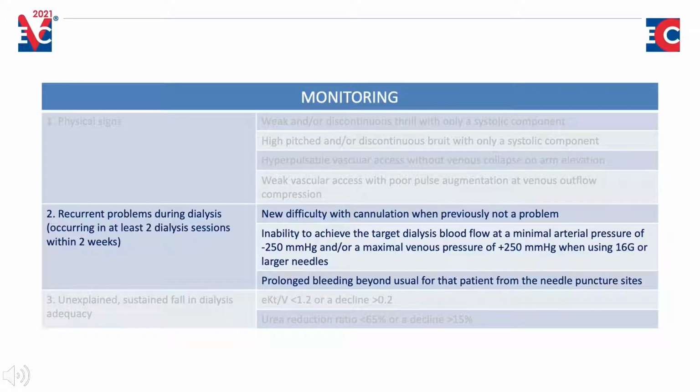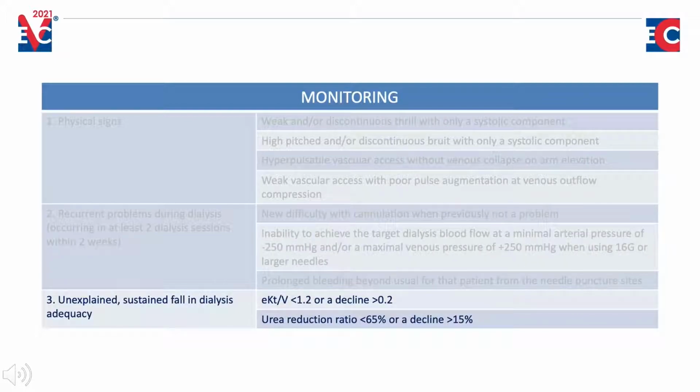Within 2 weeks before referral for correction of the underlying stenosis is indicated. Finally, an unexplained sustained fall in dialysis adequacy may be caused by vascular access flow dysfunction. Typical thresholds indicating the need to refer for correction of the underlying stenosis are Kt/V below 1.2 or urea reduction ratio below 65%. The various clinical indicators of vascular access flow dysfunction we have been discussing were based on the 2019 update of the KDOQI guidelines.